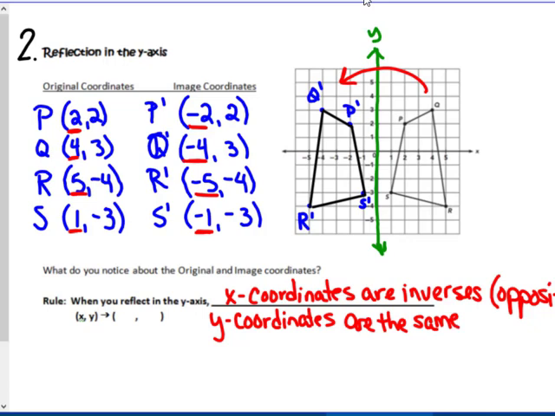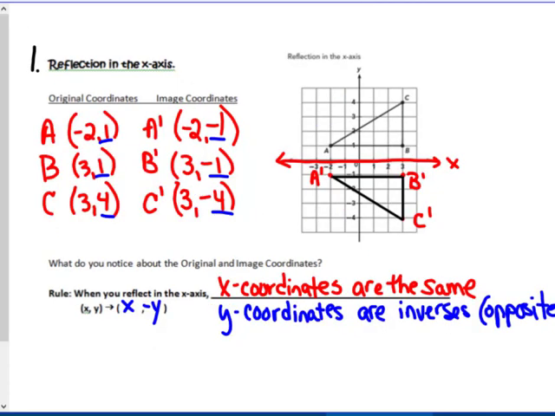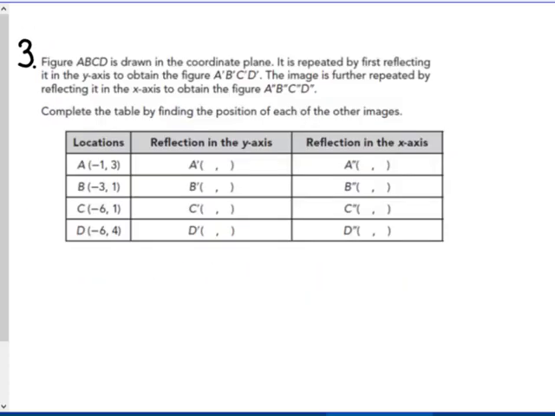So our rule, x becomes the inverse of x, and y remains the same. So all of our x values became their opposite, our y's remained the same. That's the rule for reflection in the y-axis. Going back, reflection in the x-axis, going over the x-axis, our y coordinates are the inverse or opposites.